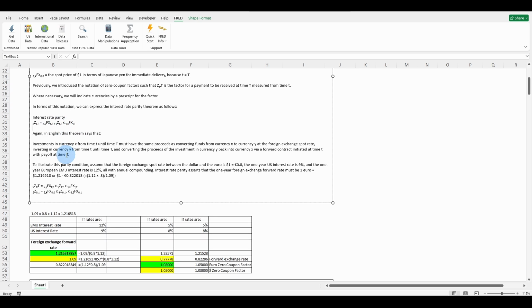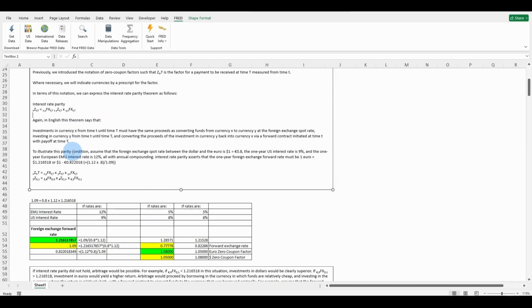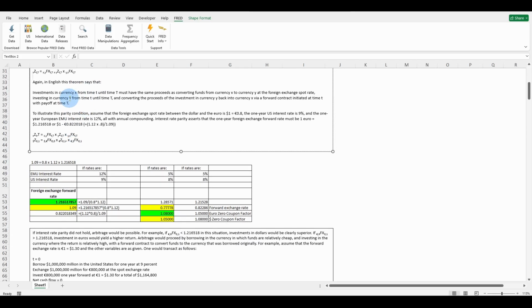Again, in English, this theorem says that investments in currency X from time t until time capital T must have the same proceeds as converting funds from currency X to currency Y at the foreign exchange spot rate, investing in currency Y from time t until time capital T, and converting the proceeds of the investment in currency Y back into the currency X via forward contract initiated at time t with the payoff at time T. This wouldn't work unless you have that forward contract in place.